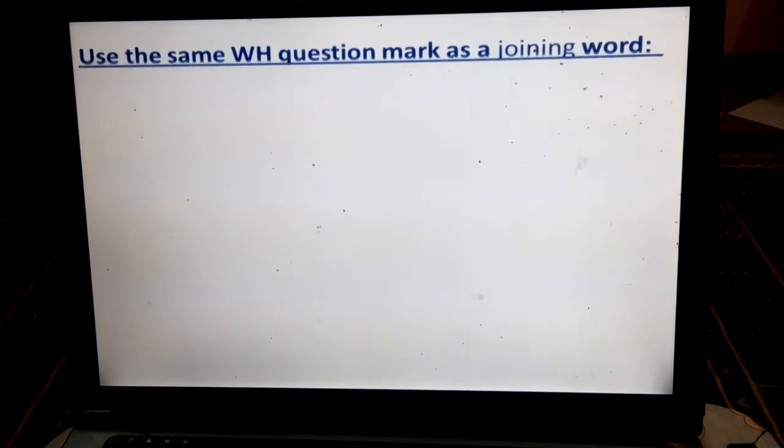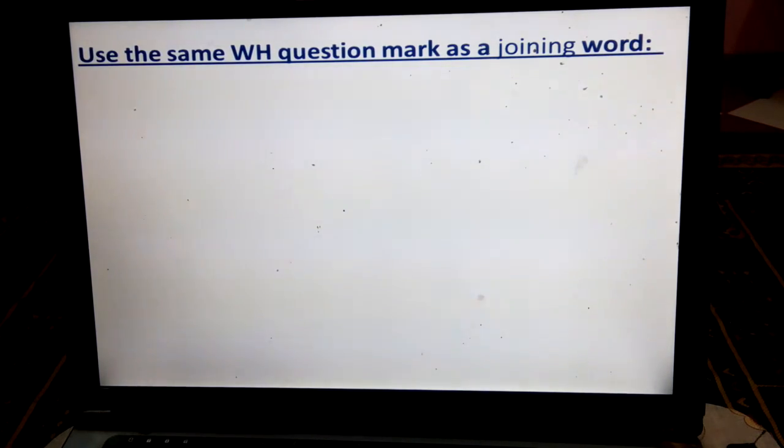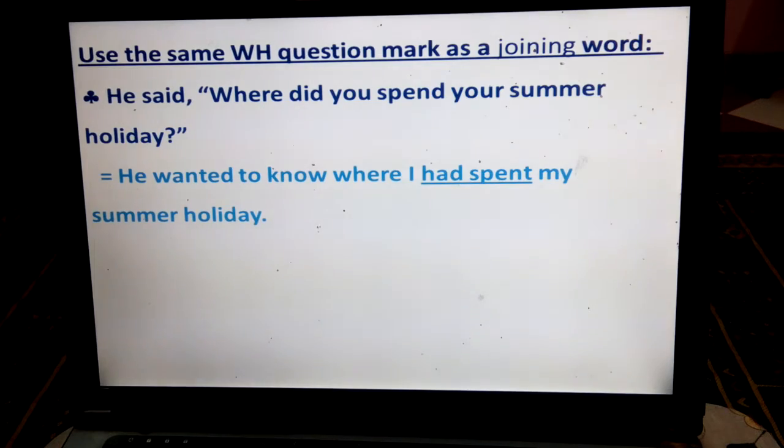Okay, next. Use the same WH question word as a joining word. The same question word is the one I use as a linking tool. Example: He said, where did you spend your summer holiday? This is a direct question. Why? Because I have here inverted commas, I have WH question word, auxiliary verb, subject, main verb, and complement, and at the end I have a question mark. All these things indicate that I have a direct question. Now, in the indirect speech, the reported question.